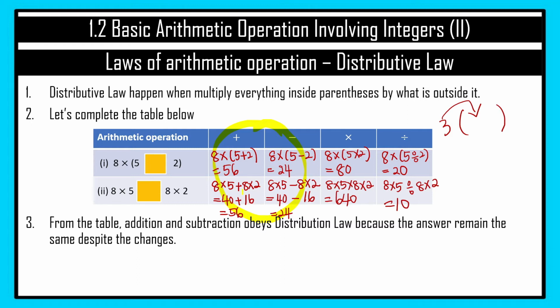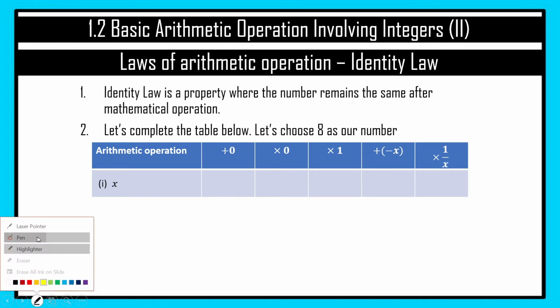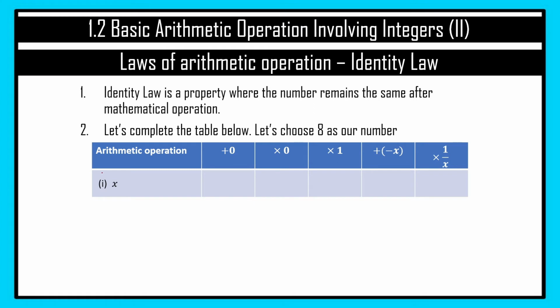Okay, because the answers remain the same despite the changes. Okay, the last one. This last one is a very interesting law. It is called identity law. It is where the number remains the same after the mathematical operation.